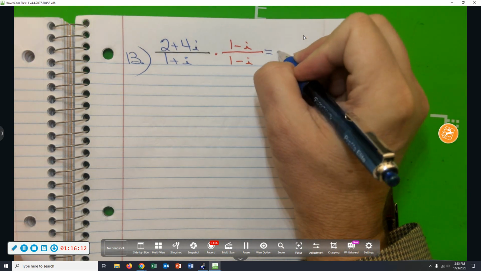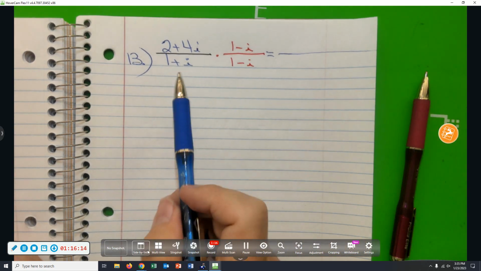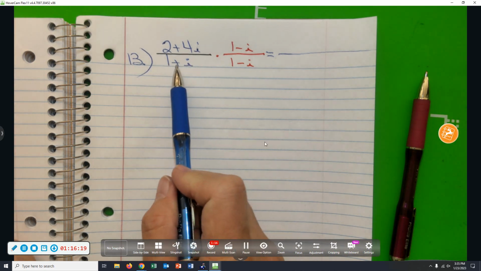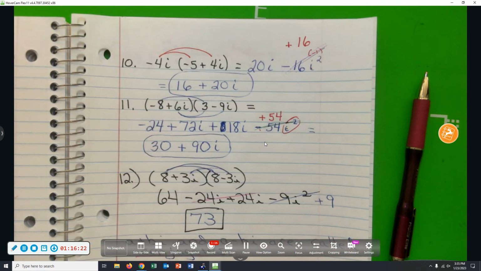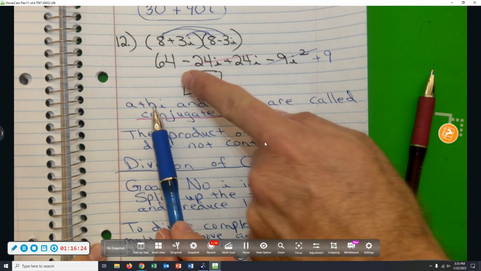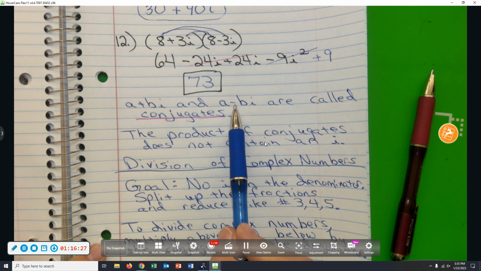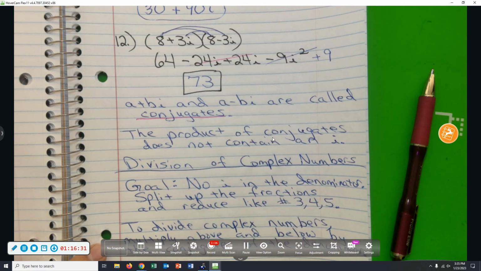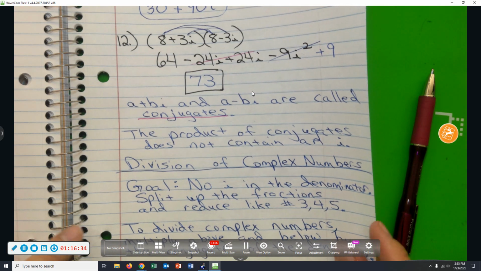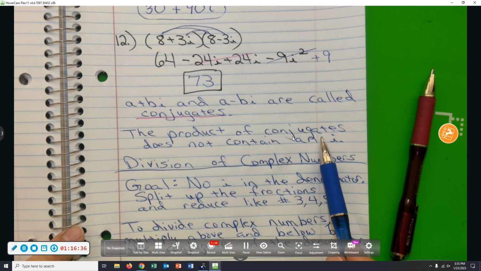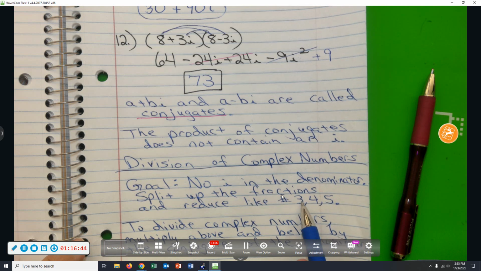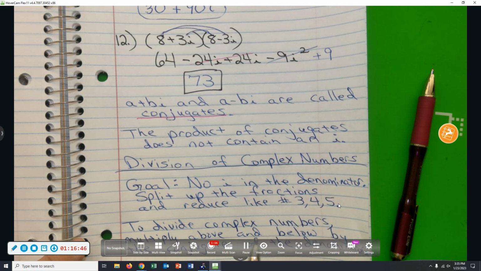Wait, why is it 1 minus i? Because the conjugate of the denominator is just the same terms, but with opposite signs. Conjugates have the same terms, a and b, but opposite signs. Just like 8 plus 3i and 8 minus 3i. Why are we multiplying by that? Because the product won't have an i. We know how to divide if there's no i in the denominator. You split up, like problems 3, 4, and 5.